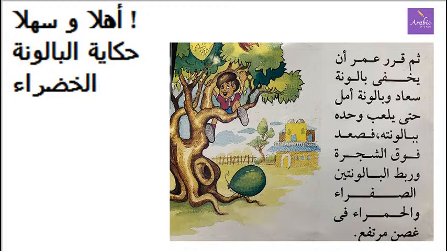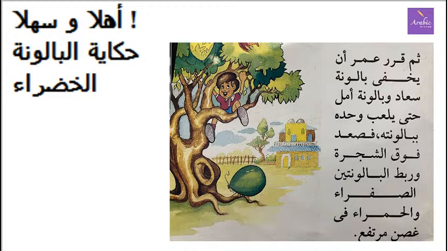ثم, after that, ثم قرر, he took the decision. قرر عمر أن يخفي بالونة سعاد. يخفي is to hide. So he decided that he's gonna hide بالونة سعاد وبالونة أمل, the balloon of سعاد and أمل, his two sisters. حتى, until, or so that, حتى يلعب وحده ببالونته. So that he can play alone with his balloon, with his balloon.